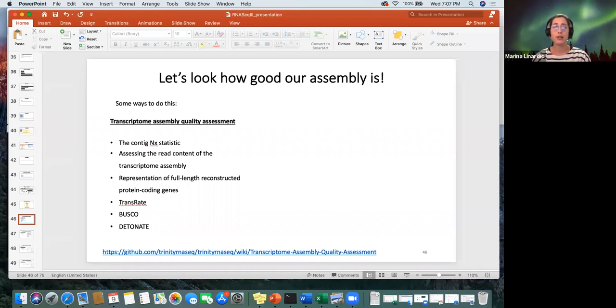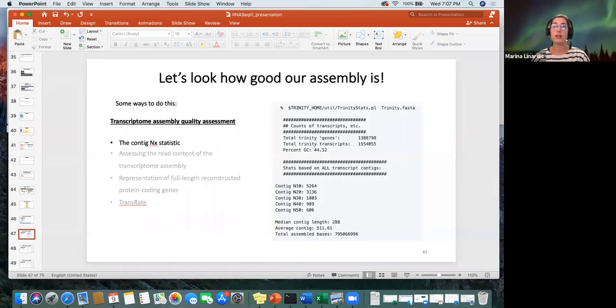Okay, so let's start with the contig NX statistic. Based on the lengths of the assembled transcriptome contigs, we can compute the length statistic, which is called the NX statistic. This means that at least X percent of the assembled transcript nucleotides are found in contigs that are at least of NX length.